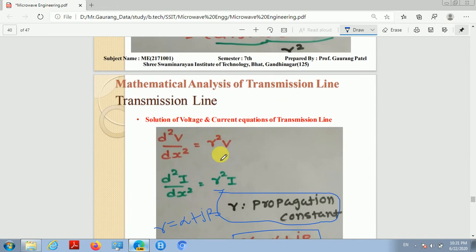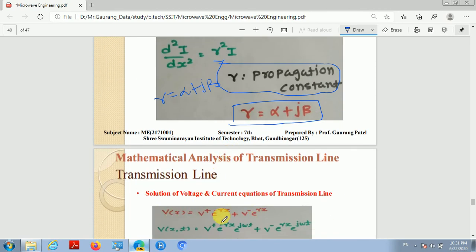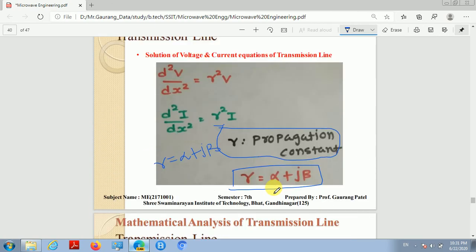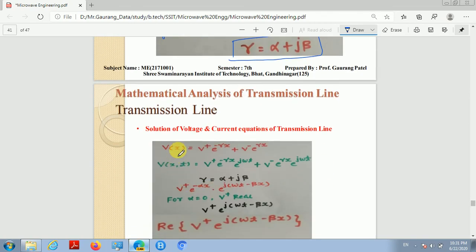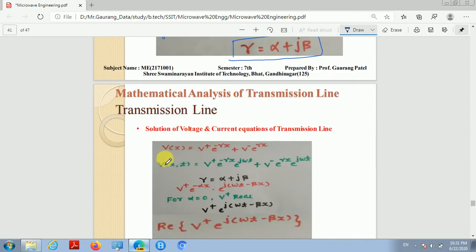Okay, so you can see again, if I solve this voltage equation and represent the voltage in the transmission line, then it can be represented as V of x is equal to V plus e raised to minus gamma x plus V minus e raised to gamma x. Here the voltage and currents are governed by a second order differential equation, and if I find the solution of this second order differential equation, then the voltage will be represented as V of x is equal to V plus e raised to minus gamma x plus V minus e raised to gamma x.